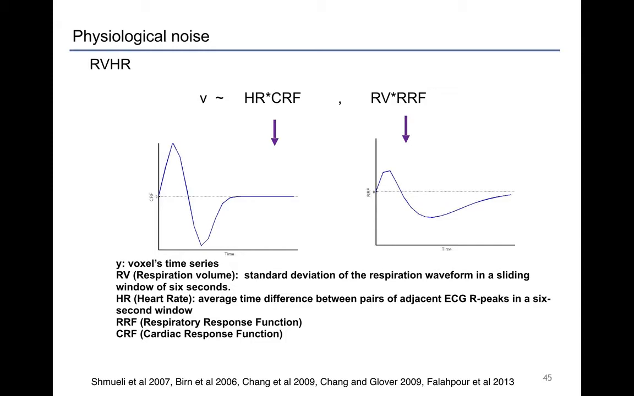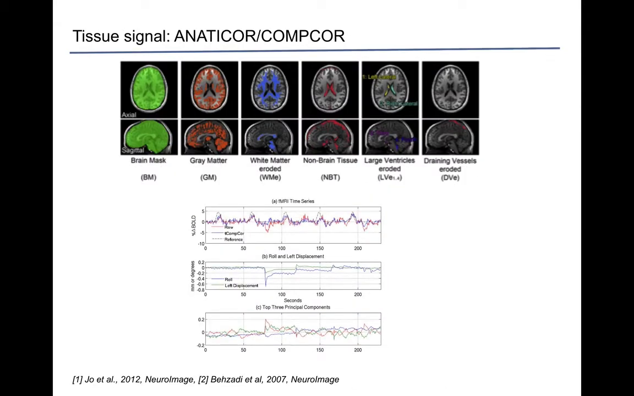And what it means is that the changes in the respiration volume affect the BOLD data through some response functions, like an impulse response function. So if you convolve them together, that's what you can use as a regressor in your model-based approach to reduce the effect of physiological noise.